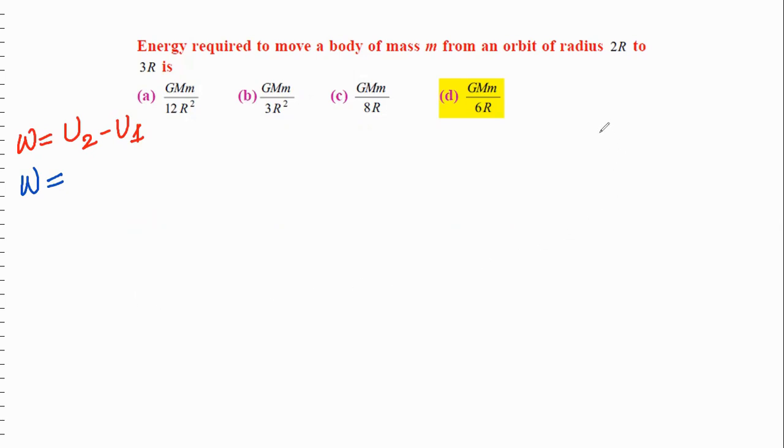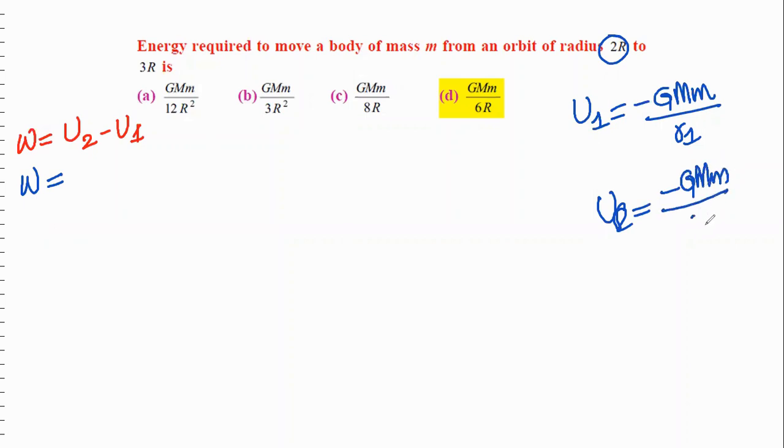The potential energy in the first case, U1, is equal to minus G capital M small m divided by the distance R1. R1 is equal to 2R. U2 is equal to minus G capital M small m divided by R2, where R2 is equal to 3R.